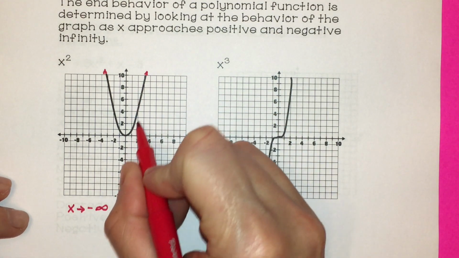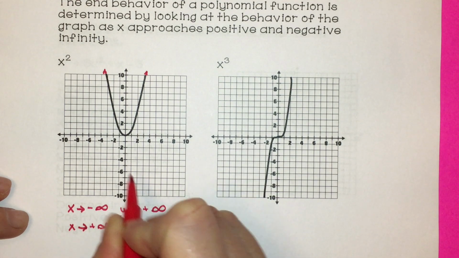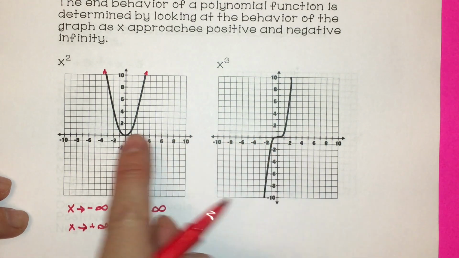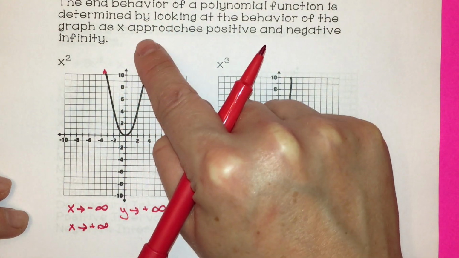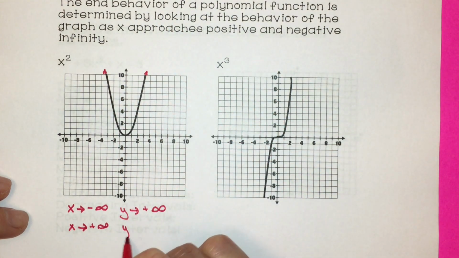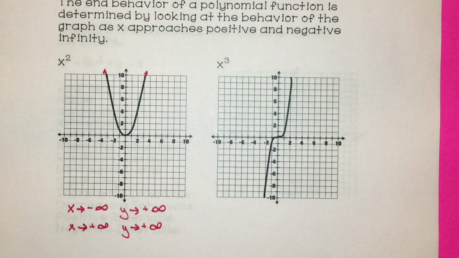All right, you also have to look at it as the x values increase. So as x goes towards positive infinity, because remember, it's just going to keep going out this way, our y values are again going to increase, so go towards positive infinity. So y also goes towards positive infinity. All right, so let's look at a different one.